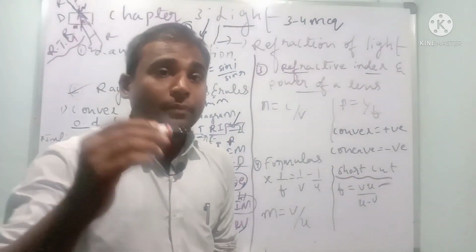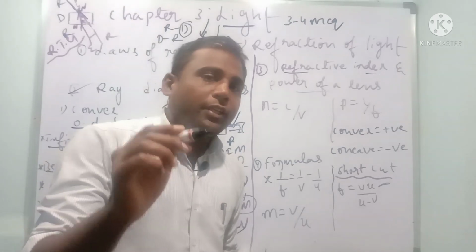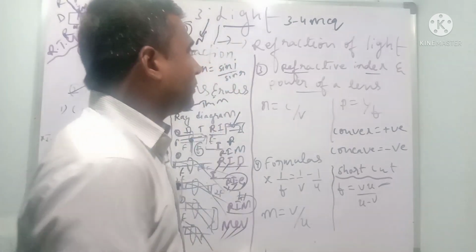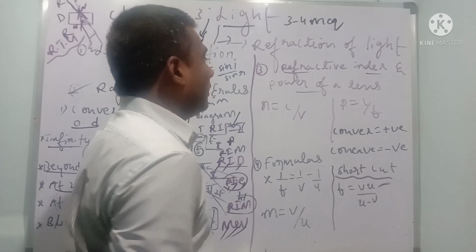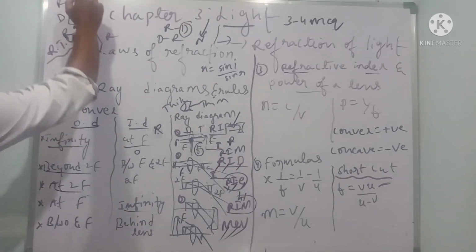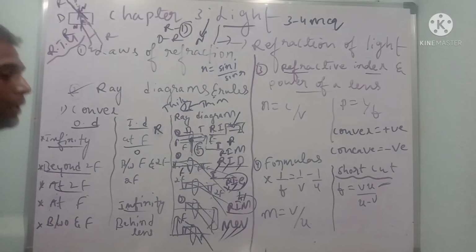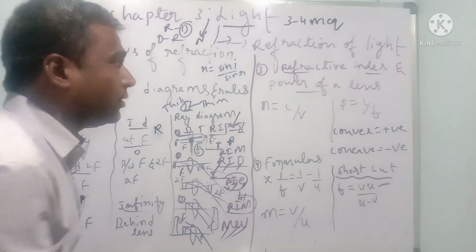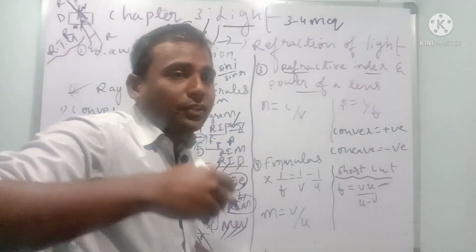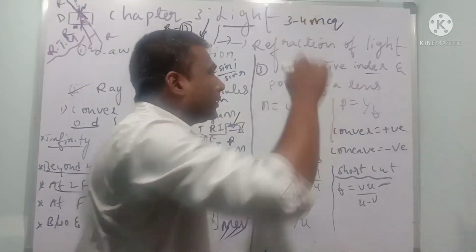Very, very important. Many times they asked. You can easily expect the question here. So, refractive index. When light moves from one medium to another medium, it bends. The measurement of the refraction of the light is called refractive index.